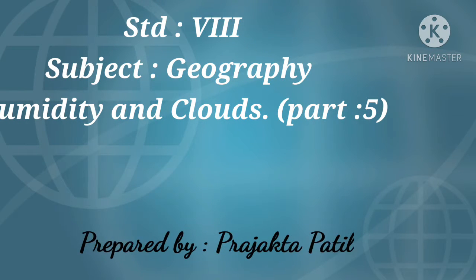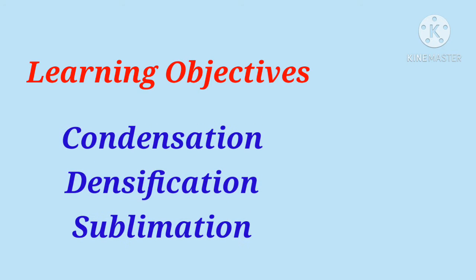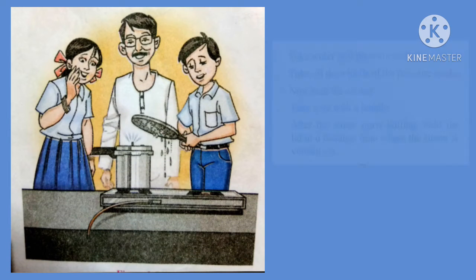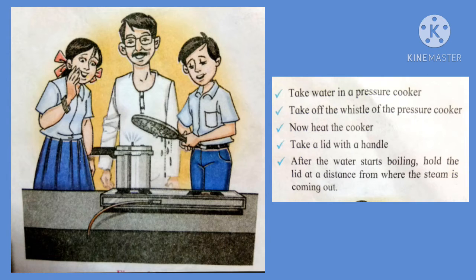Hello students, today we are learning geography lesson number 3, humidity and clouds. Today's learning objectives are condensation, densification and sublimation. Through some activities, we'll learn the above learning objectives and see.